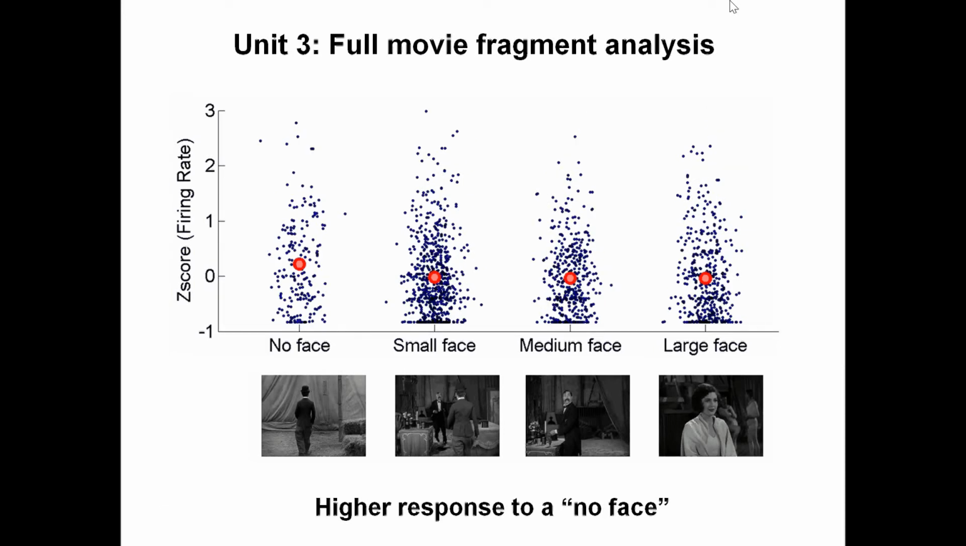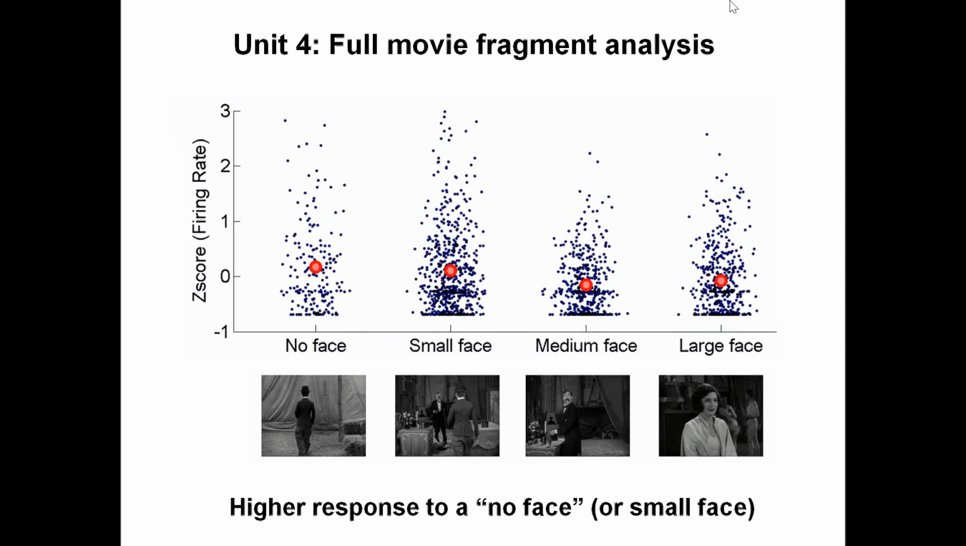And interestingly, in unit 3 with the opposite selectivity, you can see that the activity was higher for non-face than for faces. So it was the opposite selectivity, and here is a fourth unit that again had stronger activity for no face.